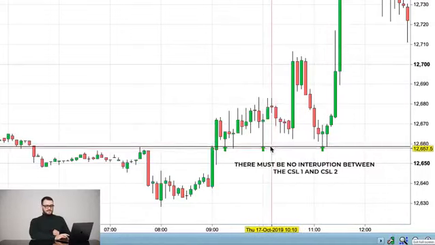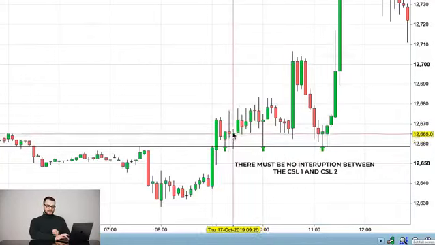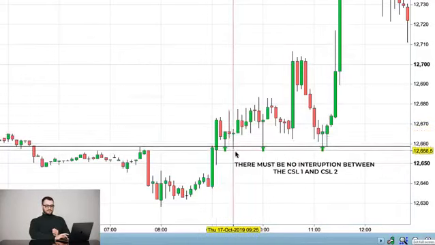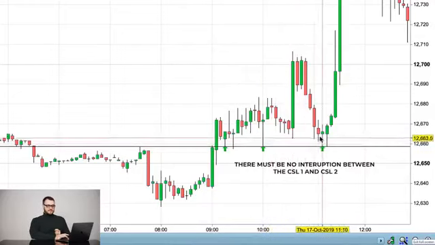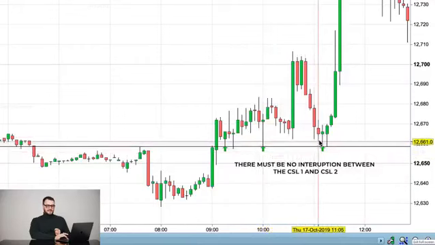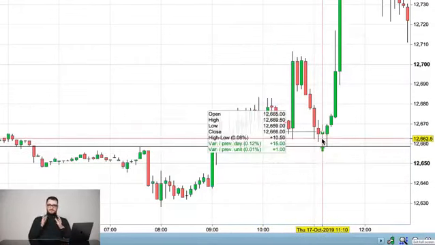Now, here we have CSL1, CSL2, and once again, if there would be an interruption in the shape of a false break like this, like we have here, even the smallest one, then the model would be broken, and we would need to see once again the new CSL1, and then with no interruption as CSL2. But as we have no interruption here, this model is working very nicely, and we can move on to the next aspect of this trading procedure of the bounce model.